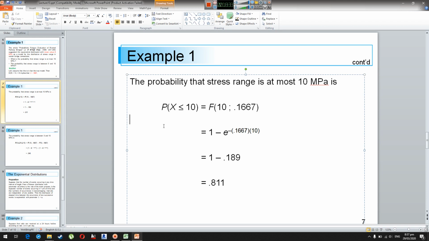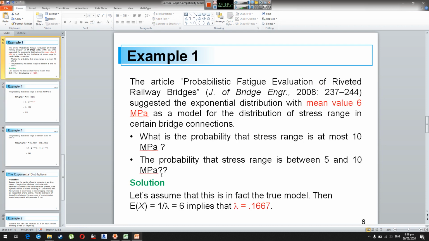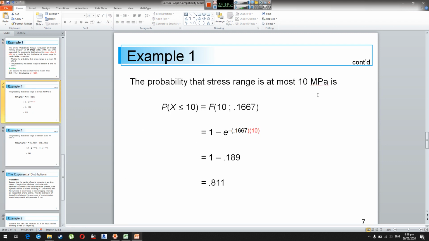So the best way to determine the probability value for X smaller than or equal to 10 is 1 minus e to the power of minus lambda x. The X value here is 10, as we have at most 10 megapascal. The lambda value we have already discussed in the previous slide, that is equal to 0.1667.